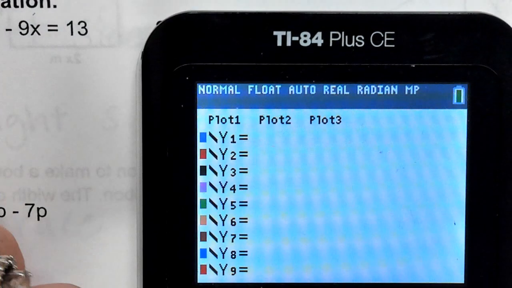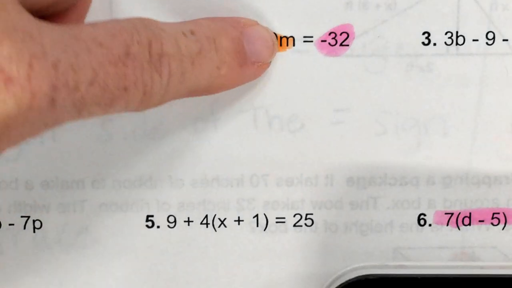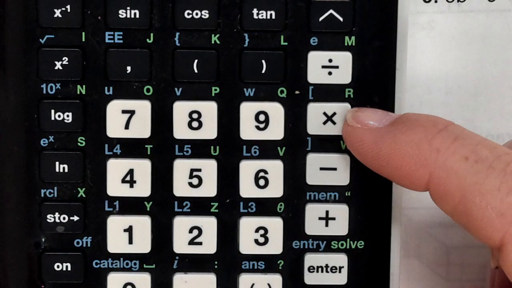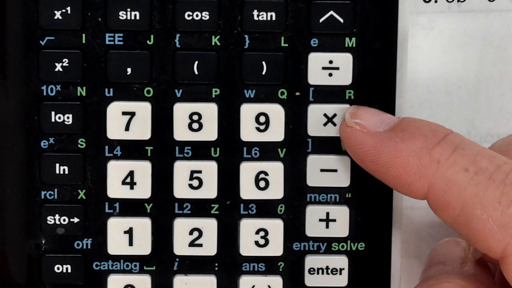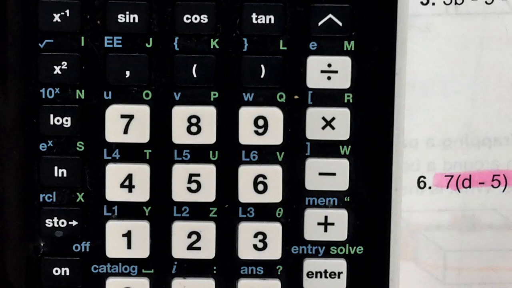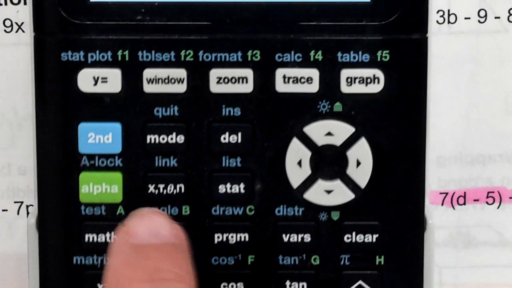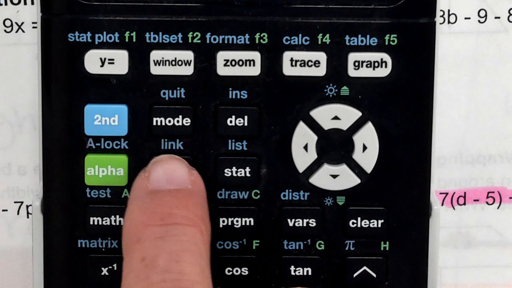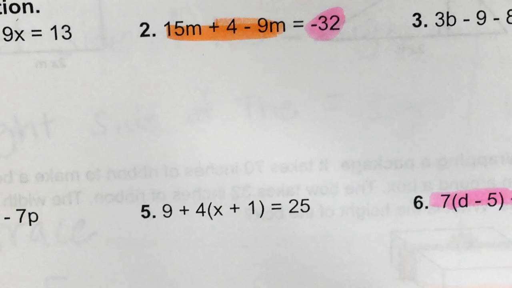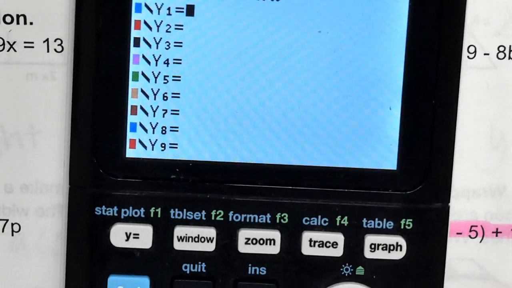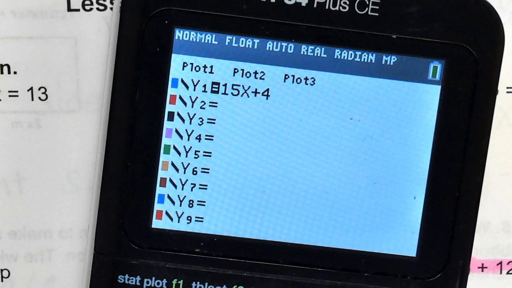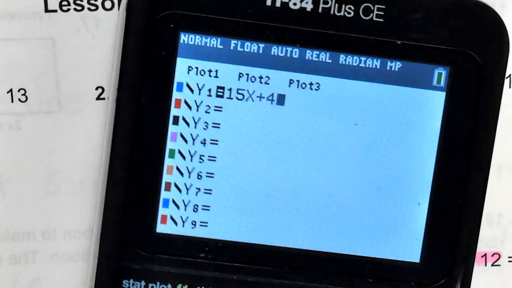So here's y1. But can I put in an m? Now stop. This is not an x. What is this? If you push that, you're done. You got them all wrong. Okay? This button right here is a shortcut for the variable x. Do y'all see where it says x? Okay, so we're going to push 15x plus 4 minus 9x.